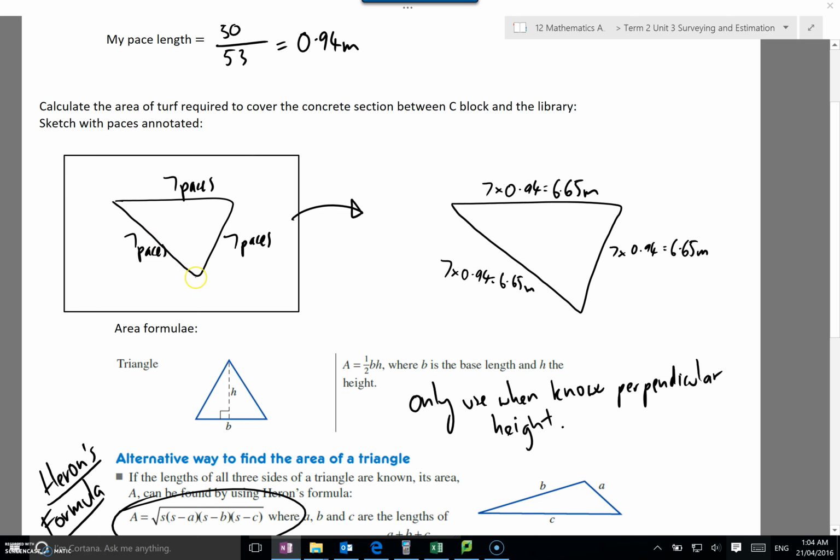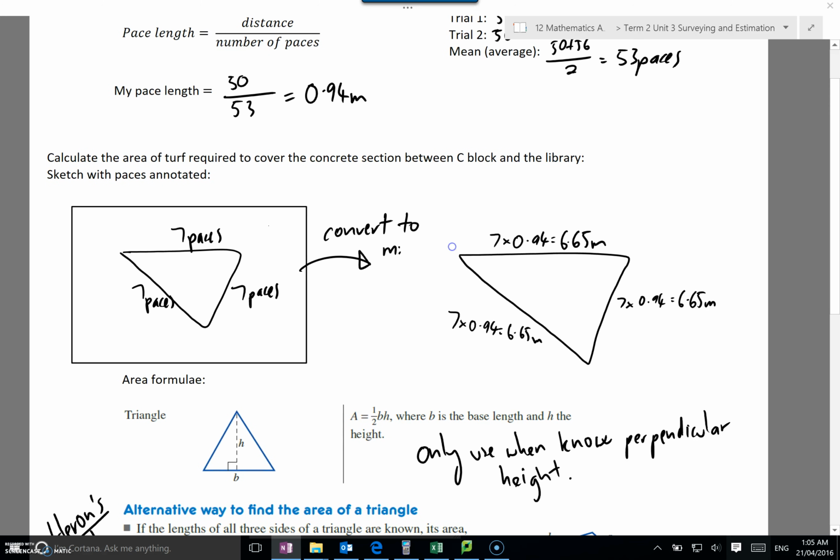There's no point trying to calculate the area of something that's just in paces, so we need to convert all of these paces to meters. The way we'll do that is if I know that I've taken 7 paces and my pace length is 0.94 meters, the actual distance will be 7 lots of my pace length, to get my 6.65 meters.